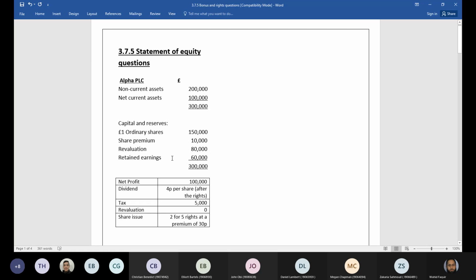We're just absorbing some of the information now. We've got a revaluation. A revaluation represents the increase in the value of a non-current asset. Up to now it's 80,000. Looking at the question, there's no revaluation there. Disappointing, I was hoping for a revaluation there. This is something new for us.